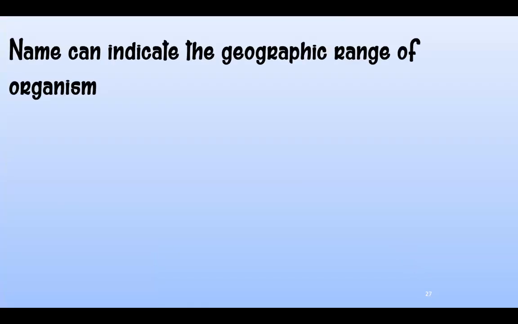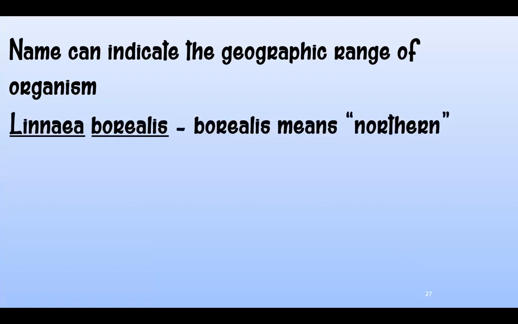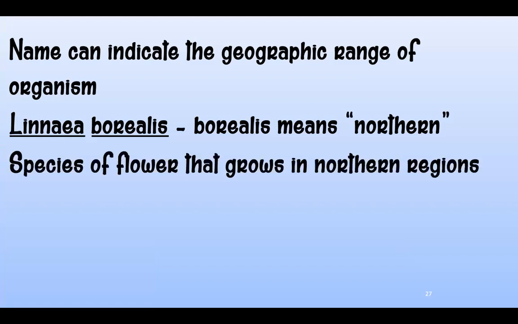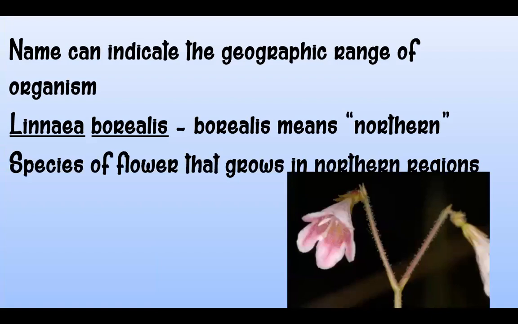Okay, so we either name it after the discoverer or famous people, or the name can indicate the geographic range of the organism. For example, Linnaea borealis, and borealis means northern. The same as when we call the aurora borealis, aurora means light, so the northern lights, aurora borealis. And this is a flower that grows in the northern regions.